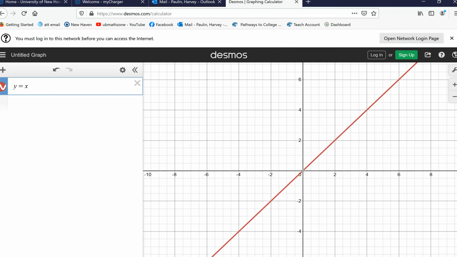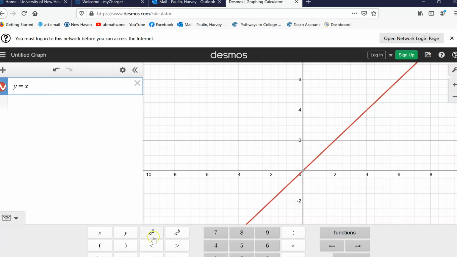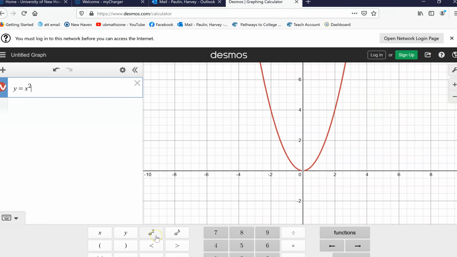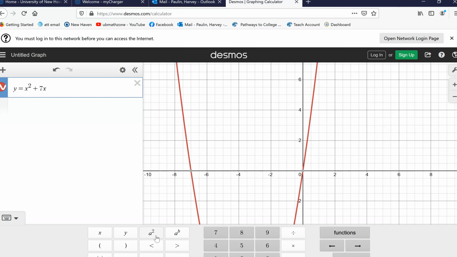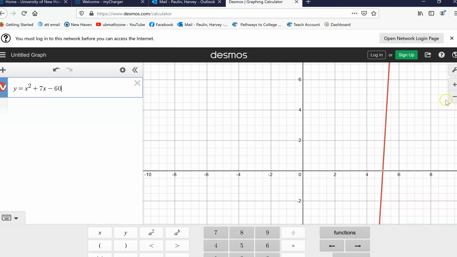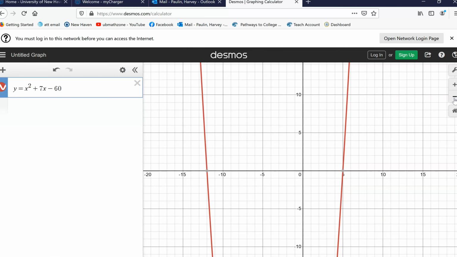x squared plus 7x, and then that would be a minus 60. And let's get a toolbar going here. And we'd have to make this a little smaller here to see our values.